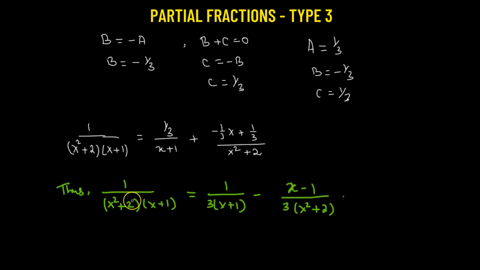Right. So this is how we have successfully decomposed, or we can say resolved, the given rational fraction into its constituent partial fractions. And if you want, you can cross-check by combining the two partial fractions, and this should give you the rational fraction.